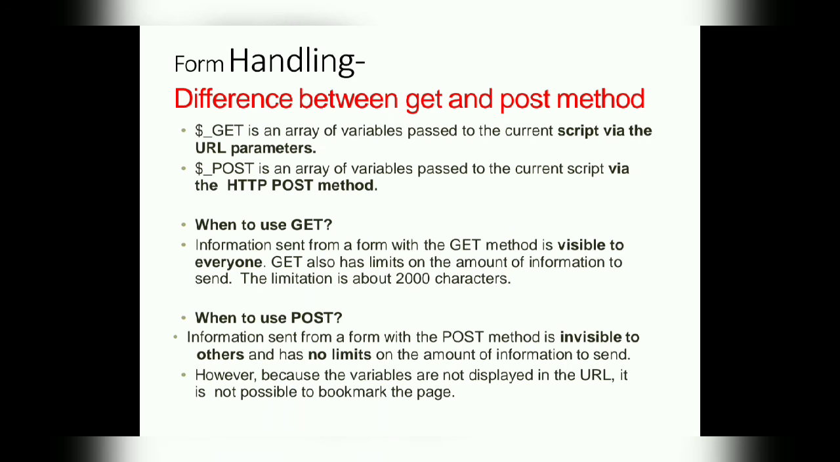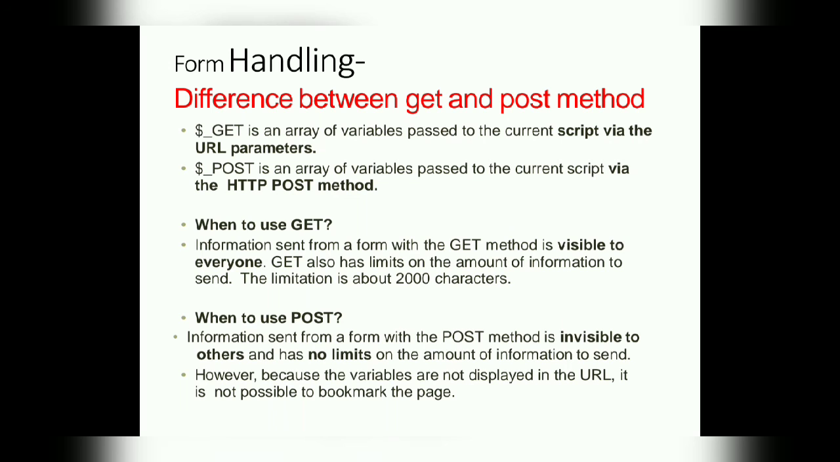In both the examples we have seen, there might be not much difference, but how it actually works is given in this section. That is, $_GET is an array of variables that are passed to the current script via the URL parameters. Okay, while $_POST is an array of variables that is passed to the current script via the HTTP post method. In get you are using URL parameters, while in post you are using HTTP post method.